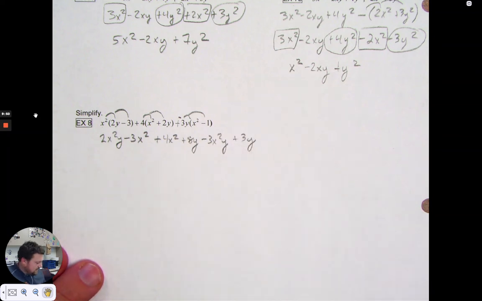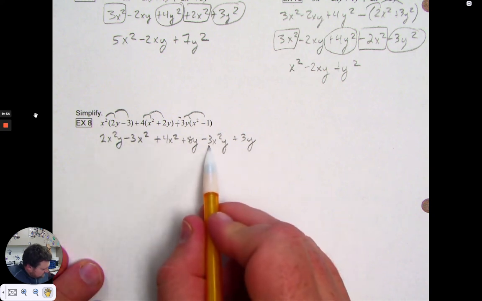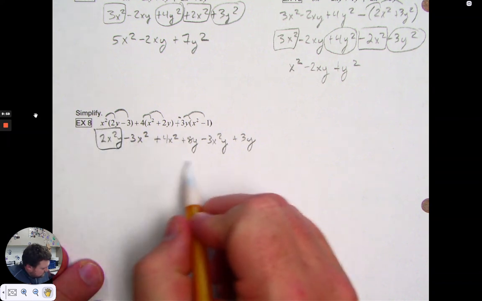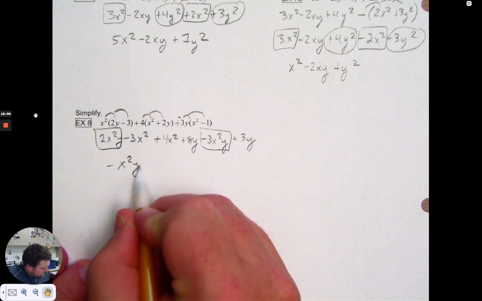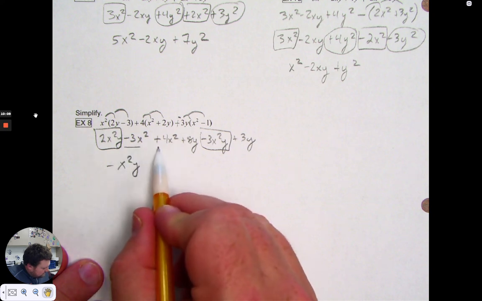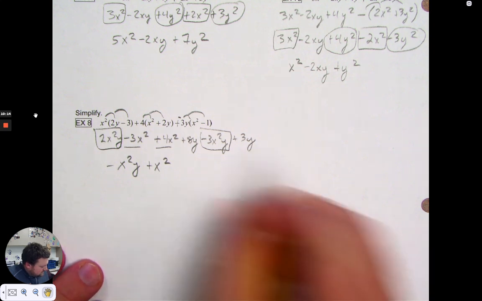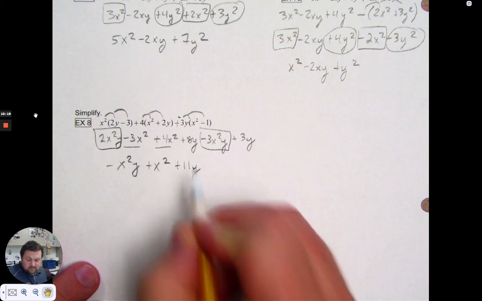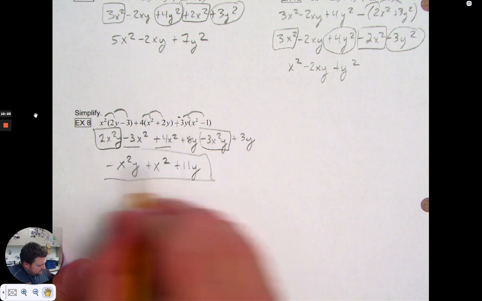Now we have to look for like terms. We have x squared y here, we have x squared y there. So we can bring those two together. 2x squared y, negative 3x squared y, leaves me with a negative x squared y. Then I have a negative 3x squared and a positive 4x squared. That gives me a positive x squared. And then I have a positive 8y and a positive 3y, leaves me with a positive 11y. And that's our final answer on that one.